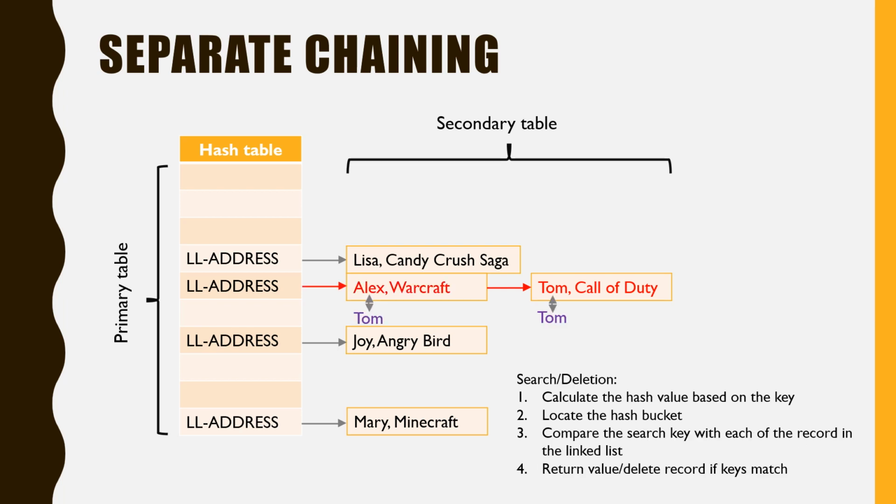When searching or deleting a record, we also calculate its hash value first. Similarly, we then use the hash value to locate its hash bucket. Then, we compare the search key with all records in the linked list. And we claim the record is found, or delete the record, if the keys match.